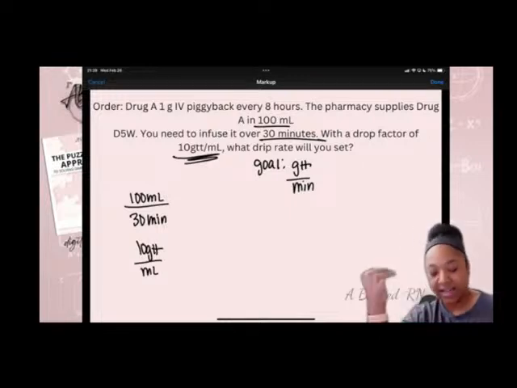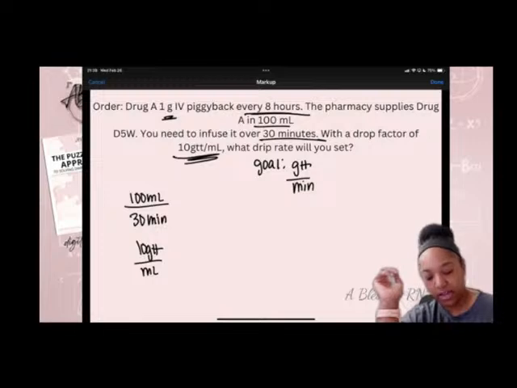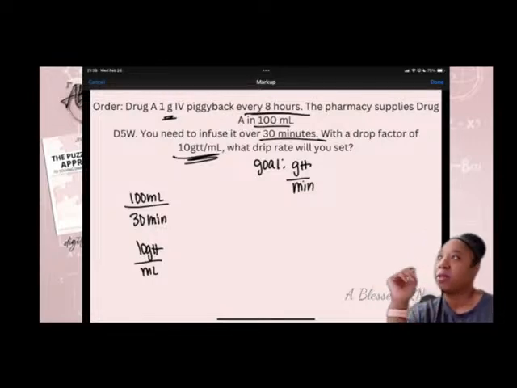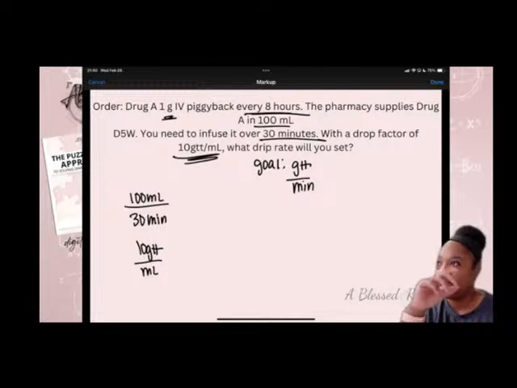So, why didn't we use grams? Why didn't we use every 8 hours? I'm going to tell you. So, this is a complete order. Drug A, that's the name of the drug. 1 gram is the ordered dose. IV piggyback, that's the route. And then every 8 hours is the frequency.